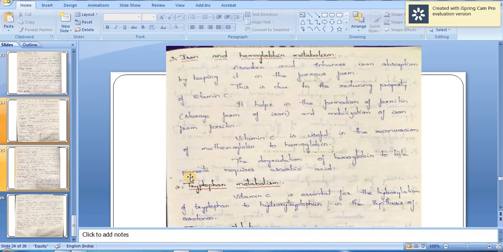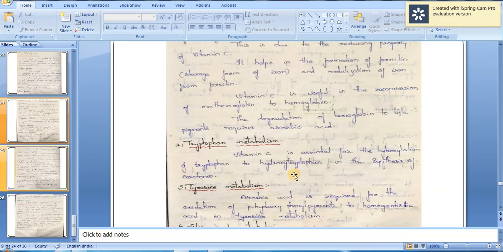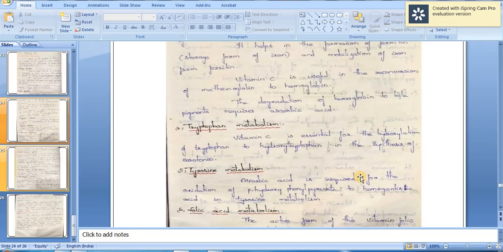Next, coming to the point, tryptophan metabolism. Vitamin C is essential for the hydroxylation of tryptophan to hydroxytryptophan in the synthesis of serotonin. Next, coming to the point, tyrosine metabolism. Ascorbic acid is required for the oxidation of para-hydroxyphenylpyruvate to homogentisic acid.